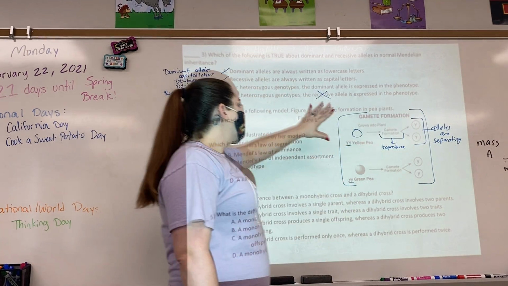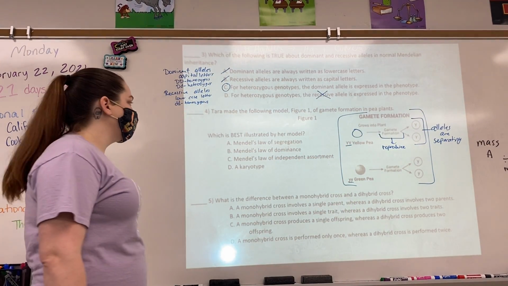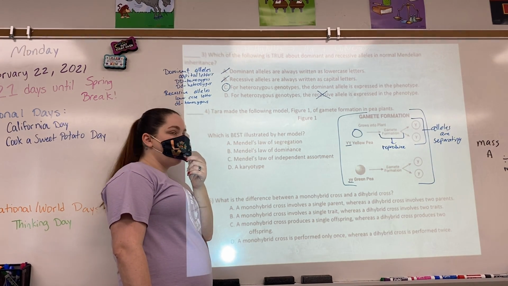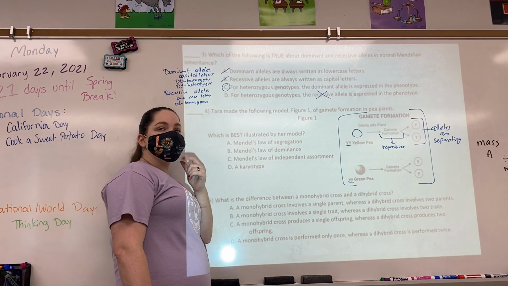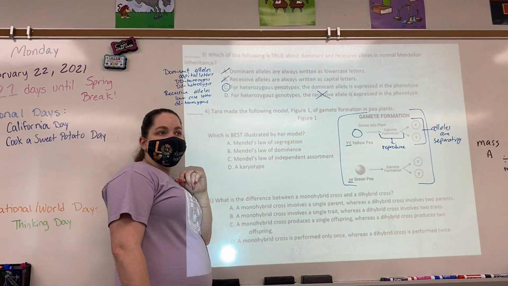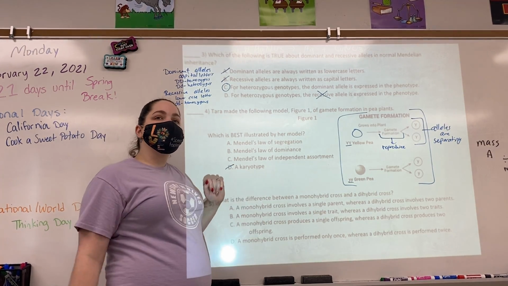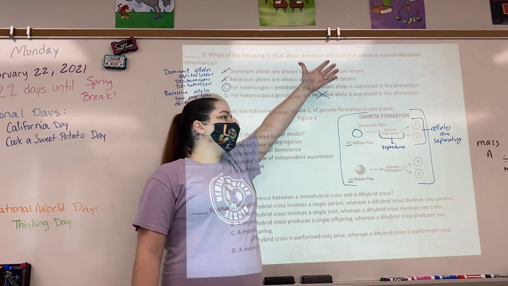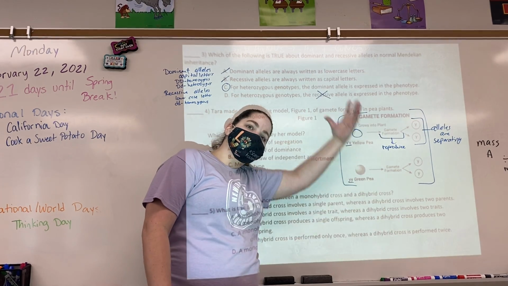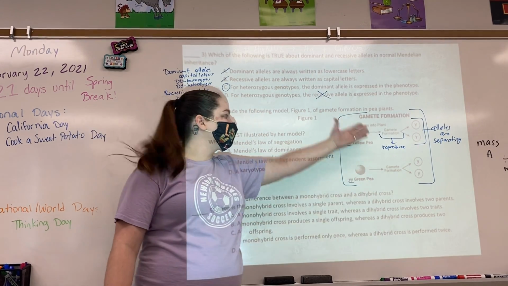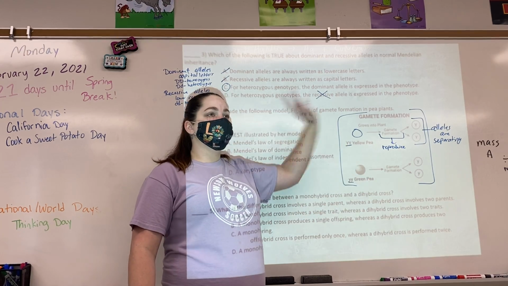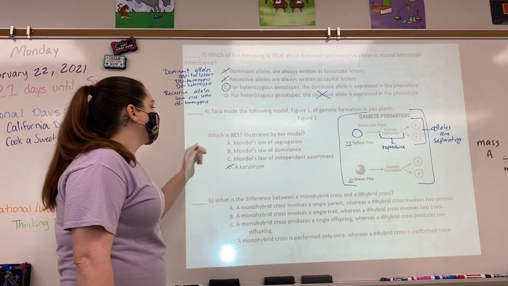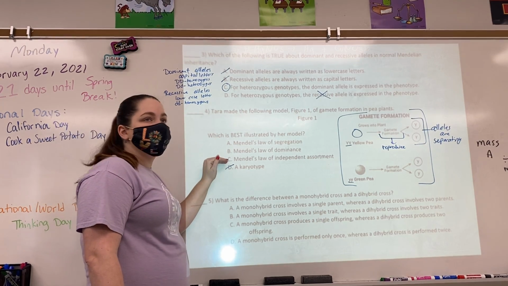Okay, so now let's look at our answer choices. We have that this model represents the law of segregation, the law of dominance, the law of independent assortment, or a karyotype. Well, you should have been able to get rid of the karyotype automatically, because if you remember, a karyotype is a picture of all of our chromosomes, our picture of 23 pairs of chromosomes. This is not a picture of a karyotype, because we do not see 23 pairs of chromosomes. So it's not a karyotype. Now we have the law of segregation, the law of dominance, and the law of independent assortment.